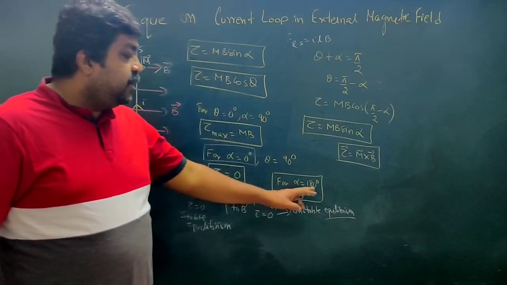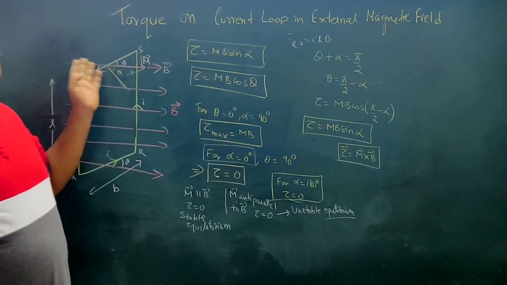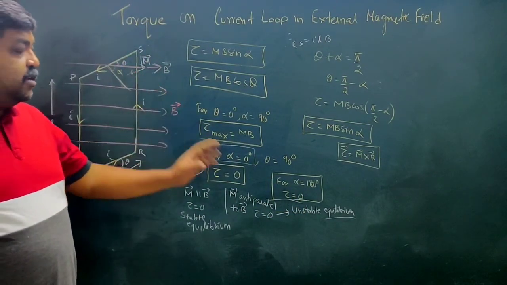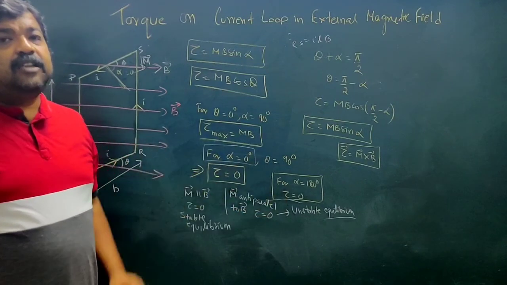When alpha is equal to 180 degree, that is magnetic moment is anti-parallel to direction of magnetic field, torque is again 0, but this is unstable equilibrium.